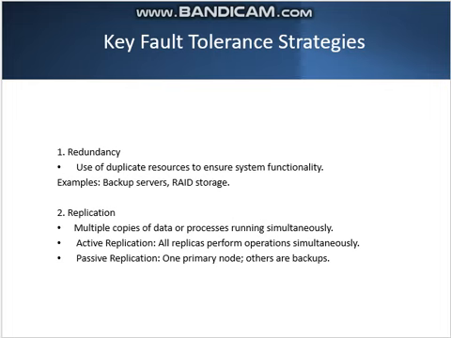Replication creates multiple copies of data and processes. There are two types of replication: active replication and passive replication. In active replication, all replicas handle requests simultaneously, ensuring no single point of failure. And in passive replication, a primary node processes requests and backups take over if it fails.